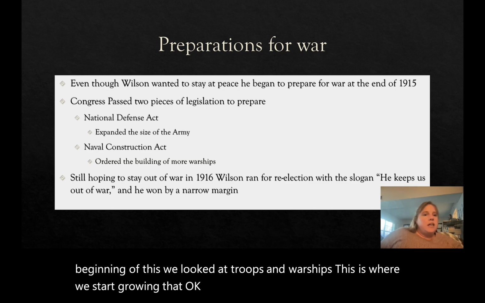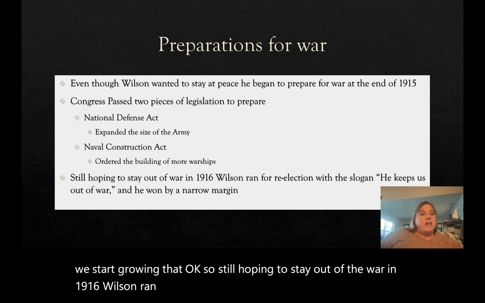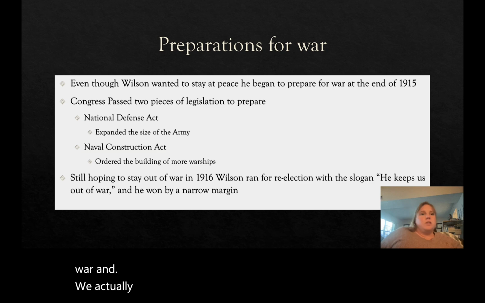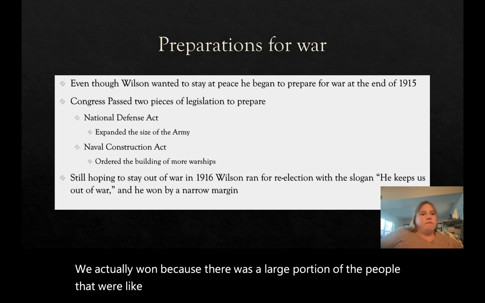So still hoping to stay out of the war in 1916, Wilson ran for re-election with the slogan, "He keeps us out of war." And he actually won, because there was a large portion of the people that were like, we really kind of don't want to get involved in this.